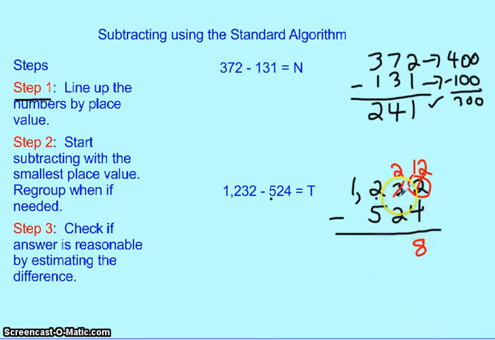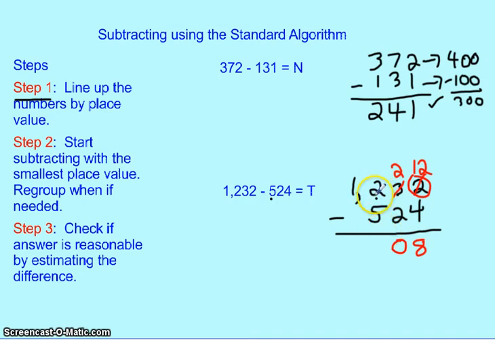Now I move to the next place value. I have 2 tens. I'm trying to subtract 2 tens. Can I do that? Sure. I can take 2 from 2. I would be left with nothing, so I don't need to regroup there.